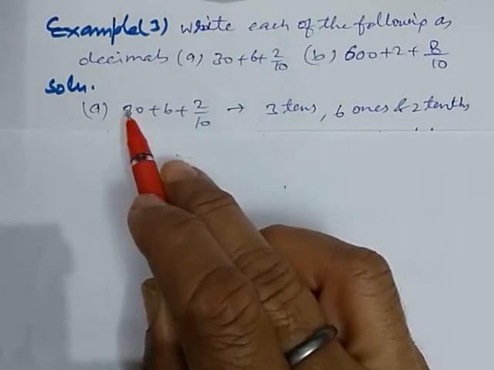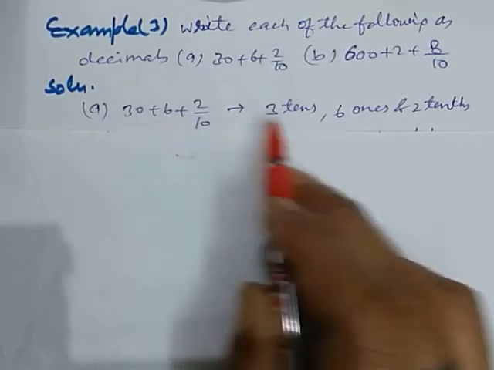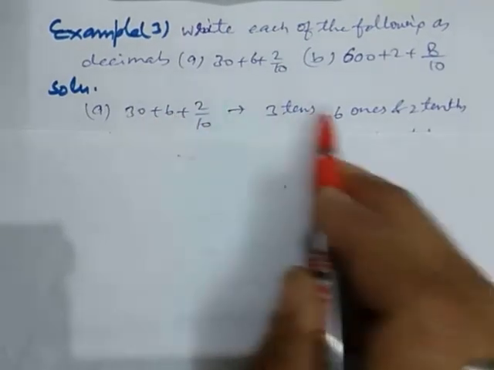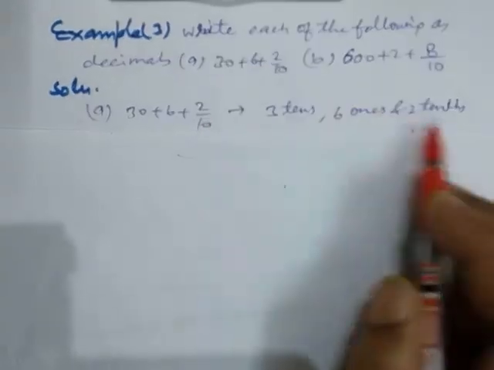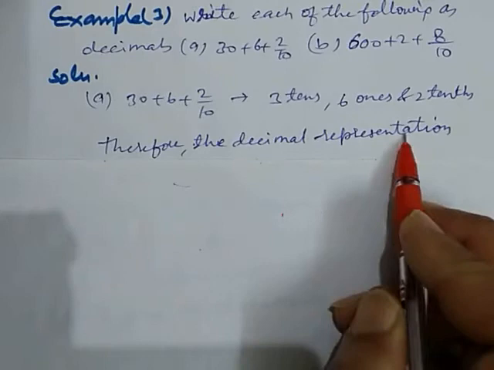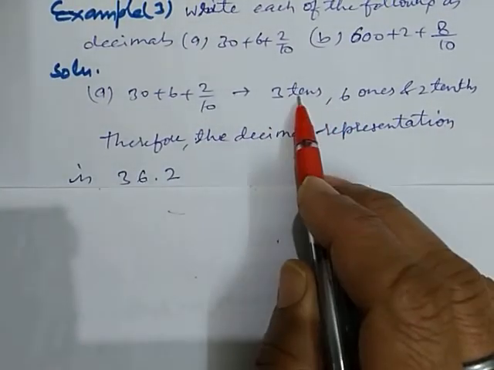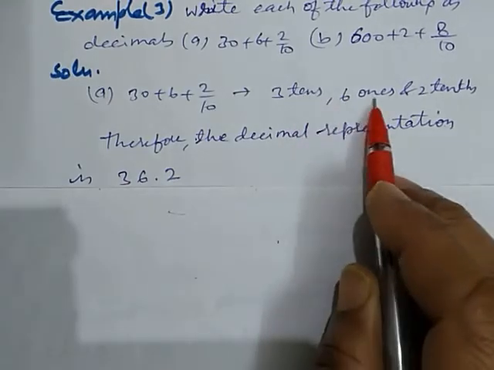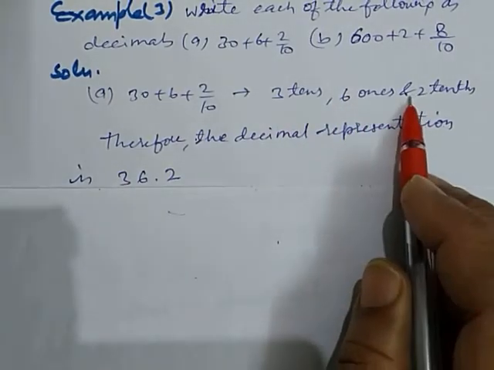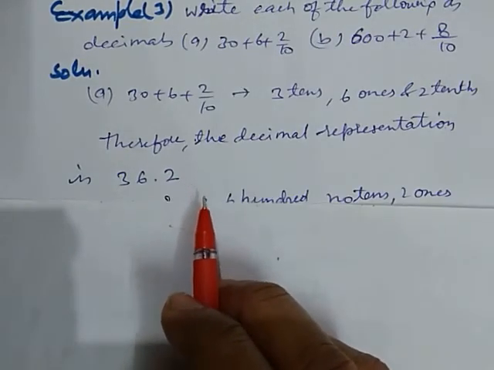30 means 3 tens. This is the unit place, this is the tens place. So there are 3 tens, 6 ones and 2 tenths. Therefore the decimal representation is 3 tens, that is 30, 6 ones, so 36.2. So this way we express it in decimal.